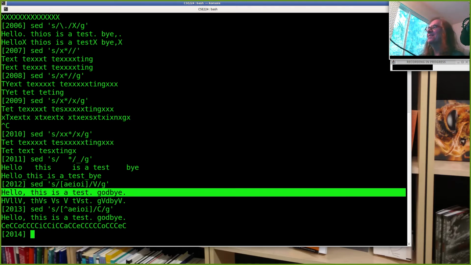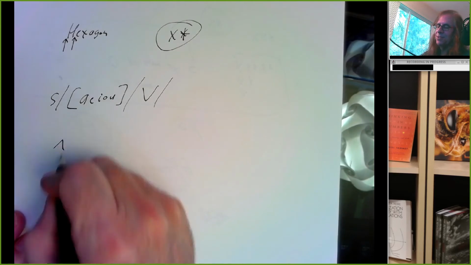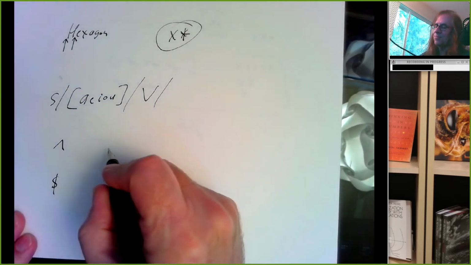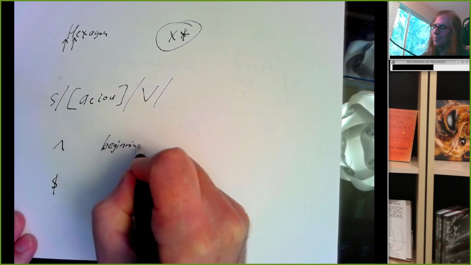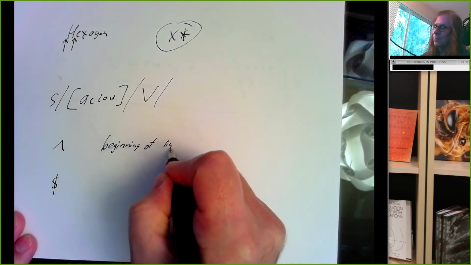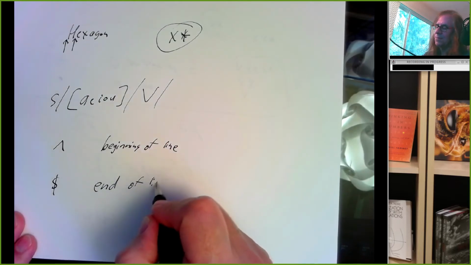All right, so the next thing is anchors. And what's an anchor do on a boat? It holds it in position. You drop your anchor and your boat stays there. So in a regular expression, we have two anchors. There's a caret and a dollar sign. A caret marks the beginning of a line, and a dollar sign represents the end of the line.